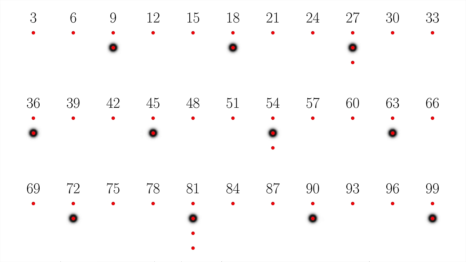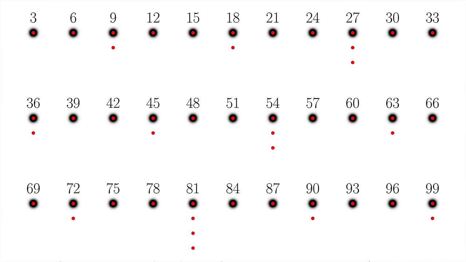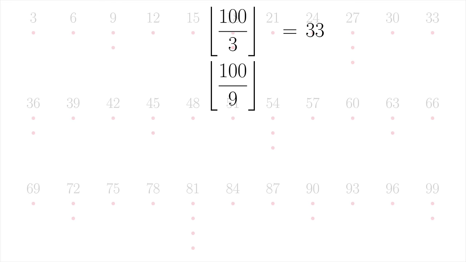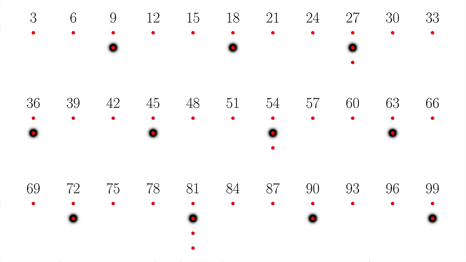Well, how many of those are there? That will be the floor of 100 divided by 9, for much the same reason that this was the floor of 100 divided by 3. So the floor of 100 divided by 9, what is that? That's 11. So the first row has 33 dots. The second row has 11 dots.